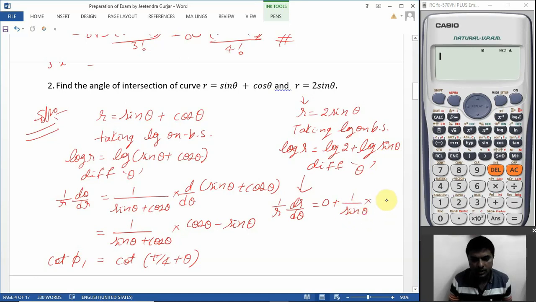I will not tell you the chain rule again. I am going to use the chain rule, which means the differentiation of sin theta is cos theta. So 1 upon r dr upon d theta, I am going to take this formula as cot phi 2 is equal to, yes friends, now this is going to become directly cot theta. Okay, so here you can see very easily.